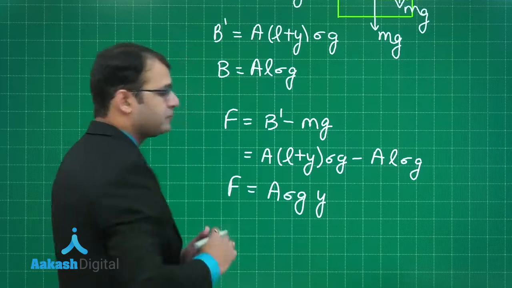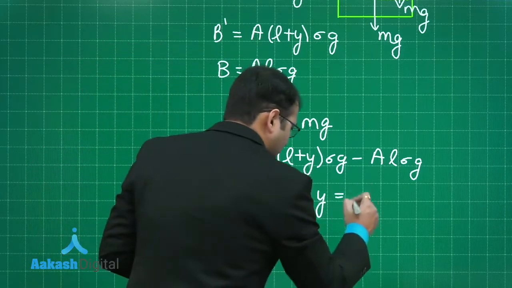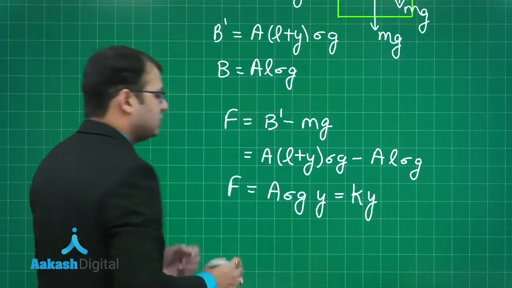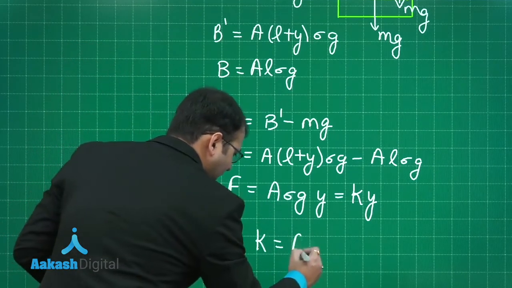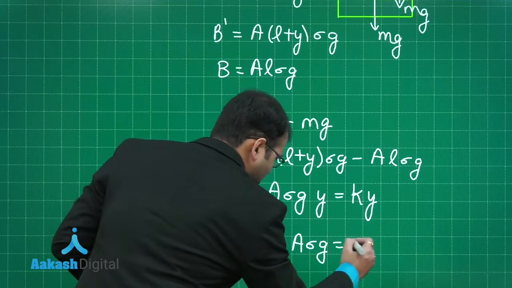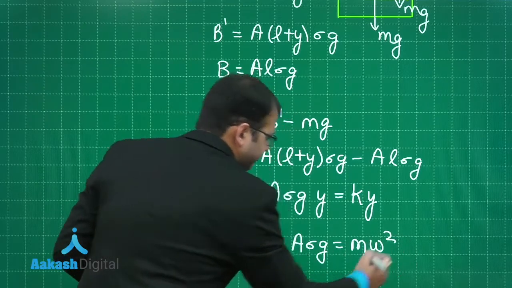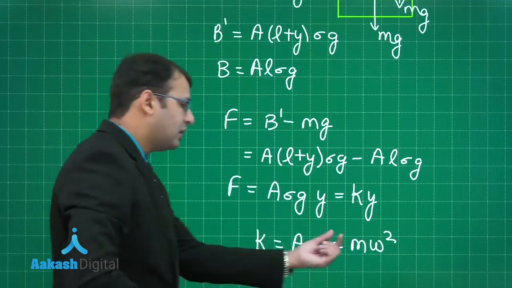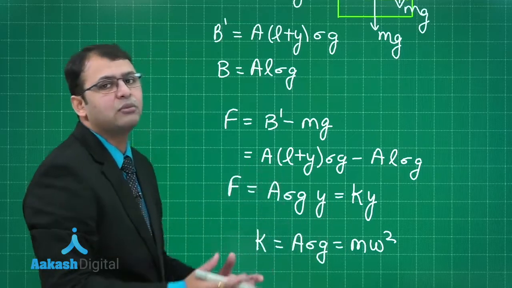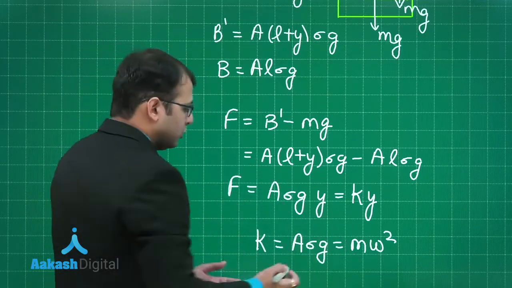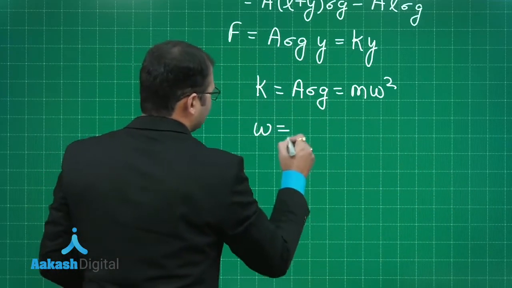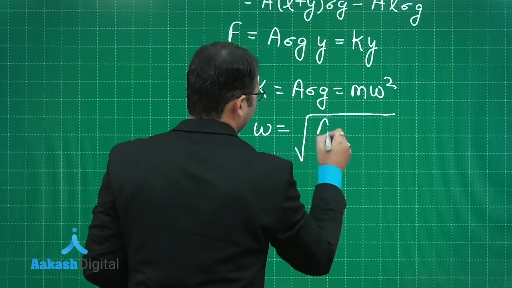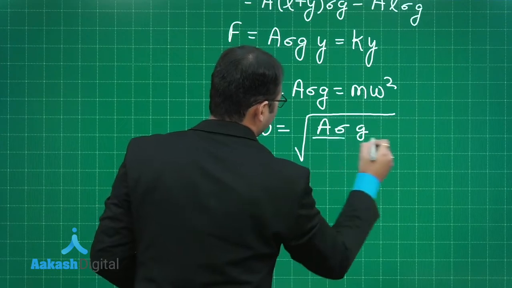This is the force. And you also know in case of SHM and small displacement, this restoring force is equal to k y. So, for me the constant here would be A sigma g, and you also know this is equal to m omega square, right? What is m? m is the mass of the liquid which is inside the bottle, or the mass of the bottle right now. So, from here it's very easy to find omega. I will say omega equals under root of A sigma g divided by m.